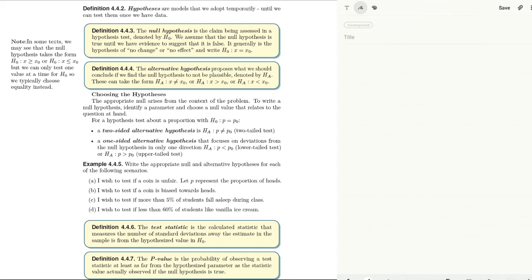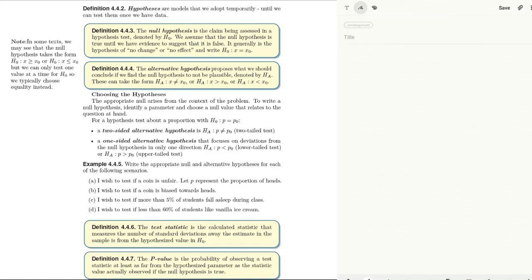So how do we choose the hypotheses? Well, the appropriate hypothesis arises from the context of the problem. We will identify a parameter and then choose a null value that relates to the question at hand. Now, since this chapter is on categorical data, we will focus on proportions. And so we'll write a few examples for hypotheses that deal with the population proportion.